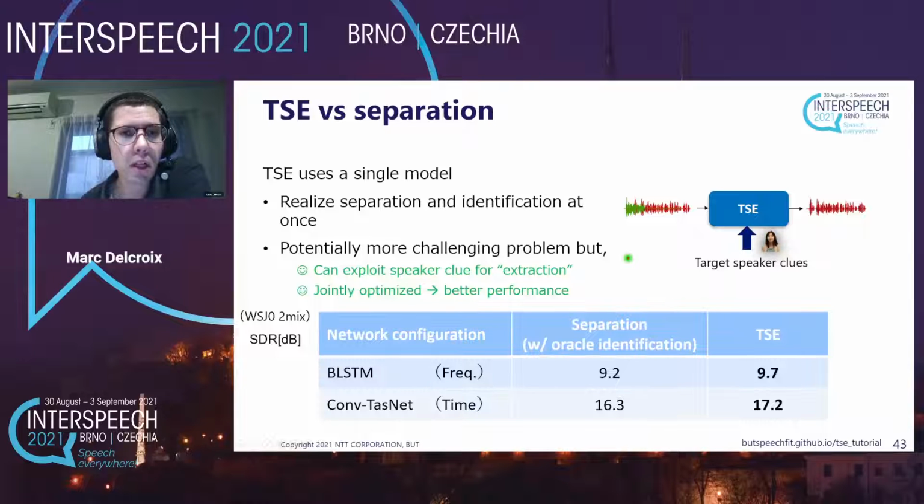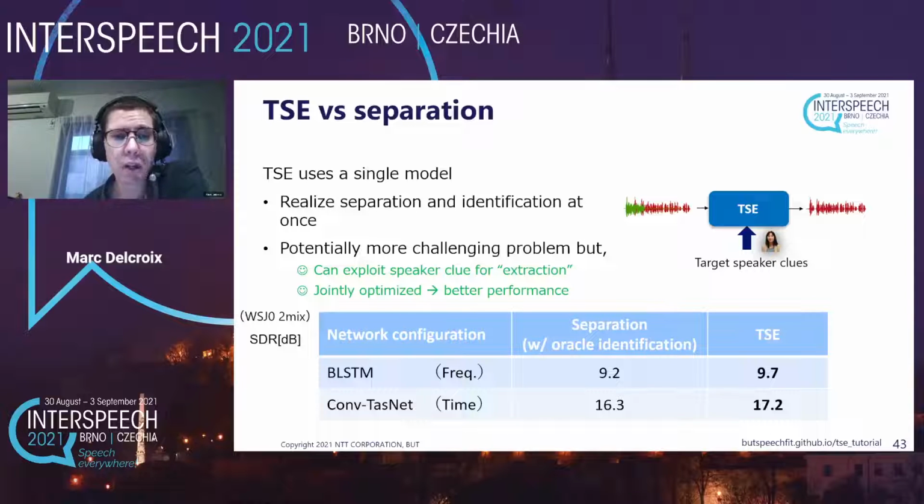So compared to separation, target speech extraction exploits the speaker clues, but it realizes the separation and identification at once. So this is potentially a more challenging problem because, of course, we combine both problems. So we need to not only separate well, but we also need to identify well. But because it uses the speaker clues in the integrated modules, it can exploit the clue to perform better extraction. And also the whole system can be optimized for the target speech extraction.